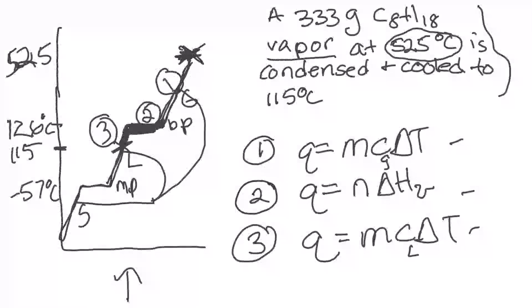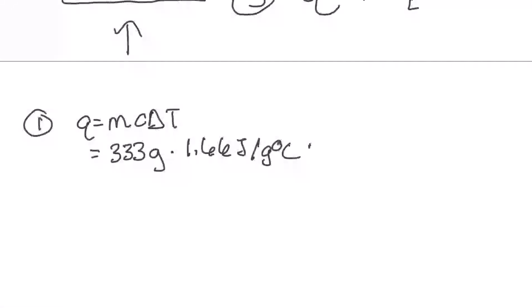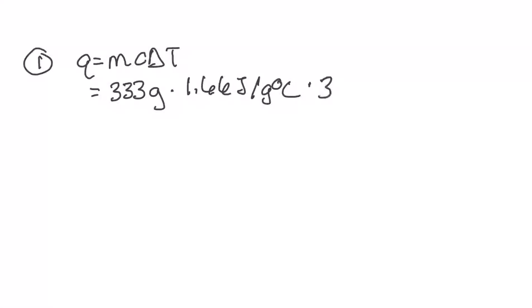Well, I started at 525, and then I don't go down to 115. That's a mistake people made, because this step only goes down to the boiling point, which is 126. So I'm going from 525, not to 115, but to 126. It'd be nice if we could do it in one step, but we can't because different things are happening. So I can only do this first part, 525 to 126, and that's a difference of 399 degrees Celsius.